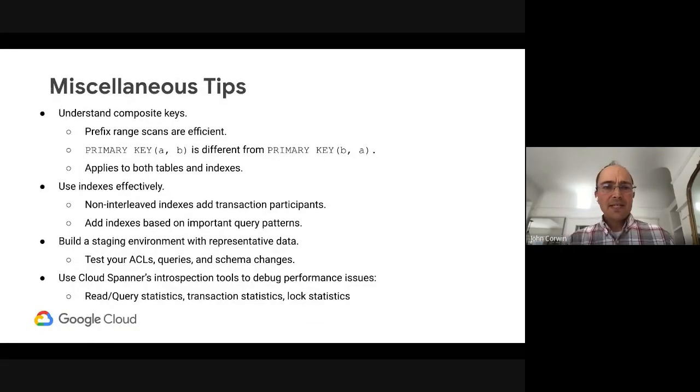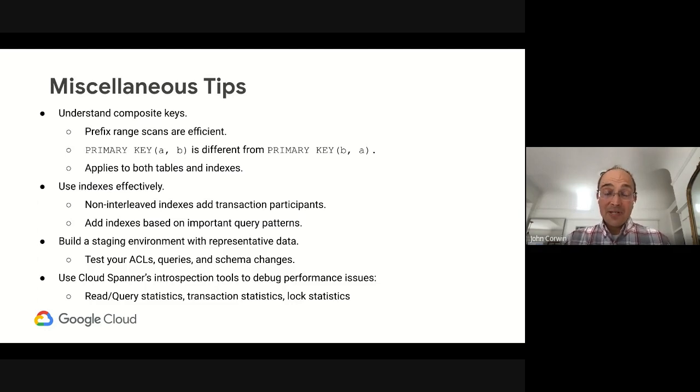Okay, and then finally, some miscellaneous tips. Somebody had already asked about composite keys. This is another really important one. I see this all the time, and users asking about performance issues. The important thing here is to understand composite keys. Spanner is similar to other relational databases in that you can define a composite key, and it will order your table by the lexicographical ordering of that composite key.